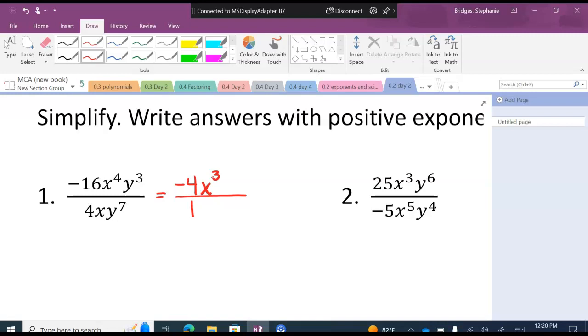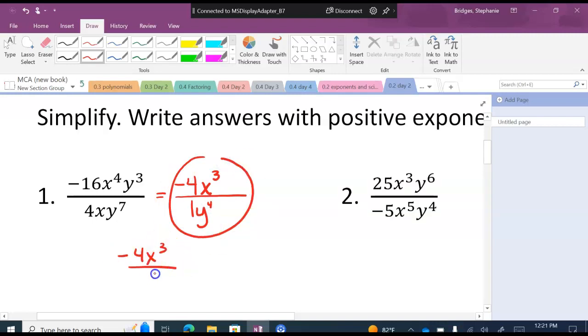Okay. All right, let's look at the y's now. How many y's do I have in the top part of my fraction? 3. How many do I have in the bottom? 7. So where do I have more, in the top or the bottom? Okay, so my extra y's are going to stay in the bottom of my fraction. How many extra are down there? 4. So I can leave my answer like that, or I could also just write it without that 1 in front of the y to the 4th. Either way, it's the same answer.